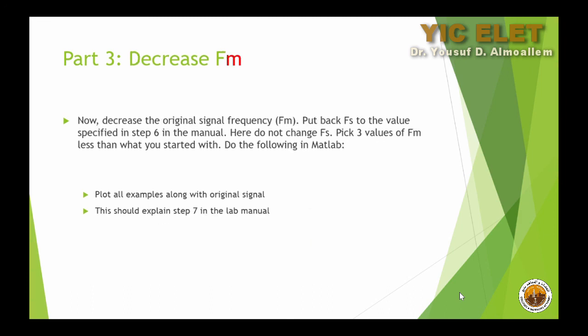Now, in the last part, they ask you to decrease the original frequency. Now, go to the original signal and change the frequency. Now, decrease the frequency of the signal and see how this goes. And this is, in fact, step number 7. Take more than one value, so pick 3 values and plot them for me. That's it. This is the lab.